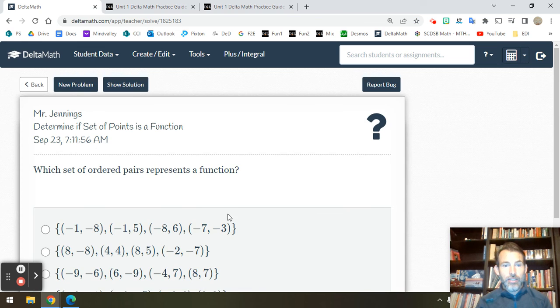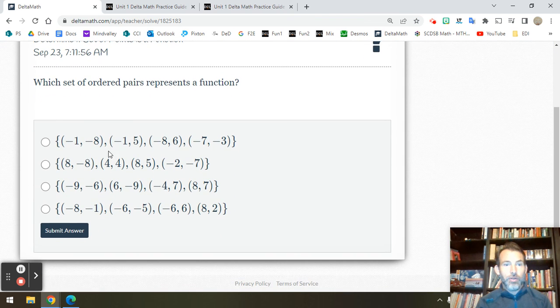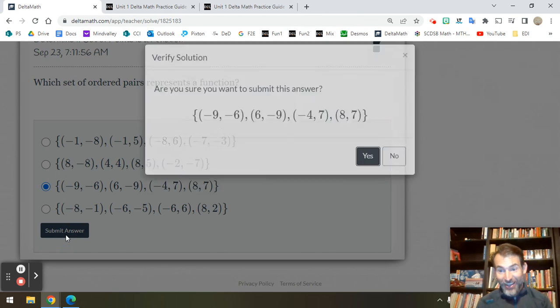We have a set of points like this. We want to know which one represents a function. Here I notice this one is not a function because -1 could produce -8 and -1 could produce 5. That ain't no function. Same thing here, 8 can produce -8 and 8 can produce 5. Here, this one, -9, 6, -4, 8, that one is a function because there's no way to produce multiple outputs with one input. Okay, so that's a function.